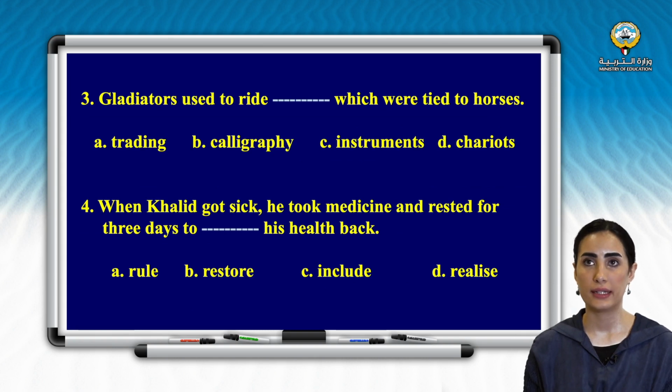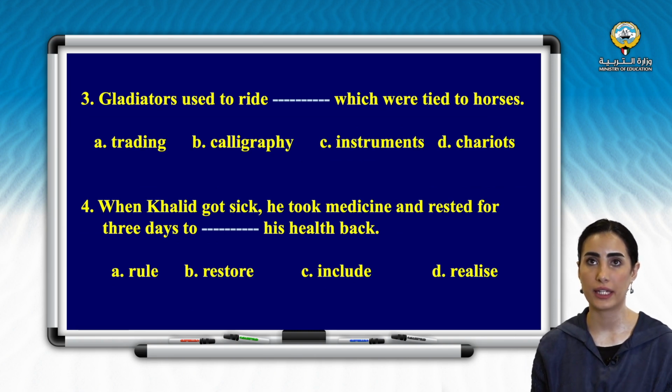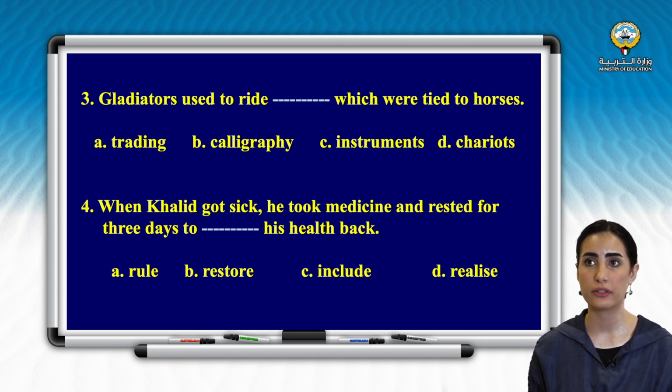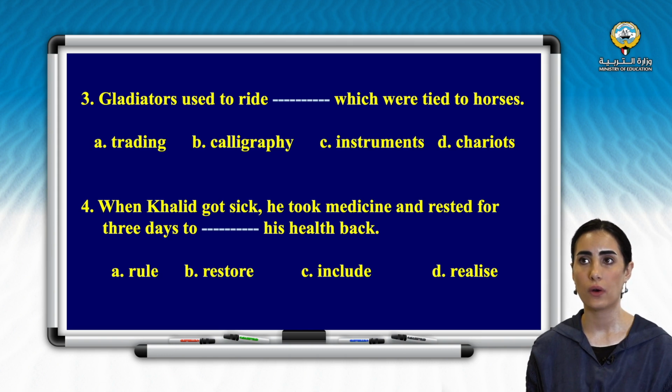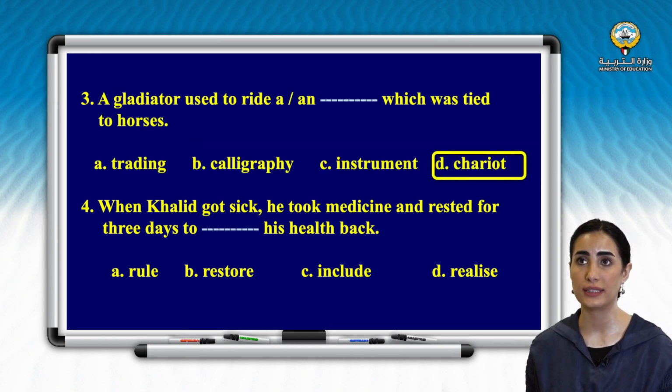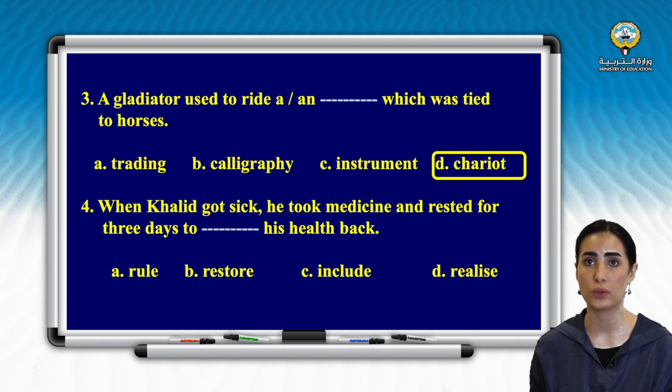Number 3, a gladiator used to ride a which was tied to horses. So we have keywords here, gladiator, ride, and horses. Is it A, trading, B, calligraphy, C, instruments, or D, chariot? It's excellent, it's D, chariot. So a gladiator used to ride a chariot which was tied to horses.